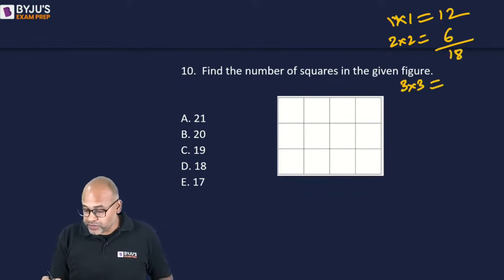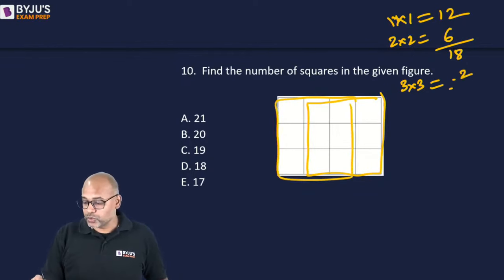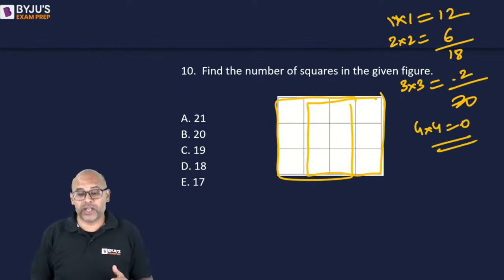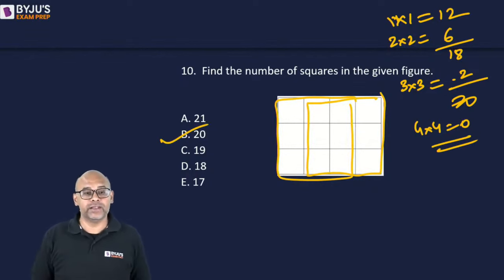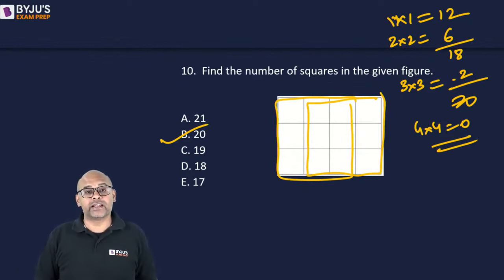How many are there? 3 cross 3 is this. This one. This is a 3 cross 3. 1 and 2. So this is 2. So total 20. Do you have a 4 cross 4? 0. You don't have 4 cross 4, and higher we don't have. So the correct answer is 20. Is this clear? Okay, please remember, you have to count only the squares, not the rectangles.